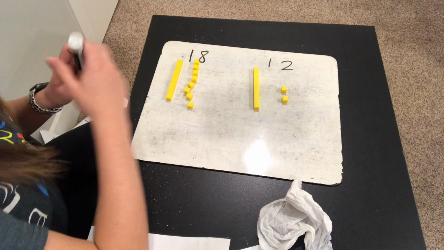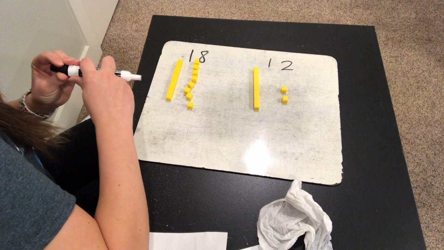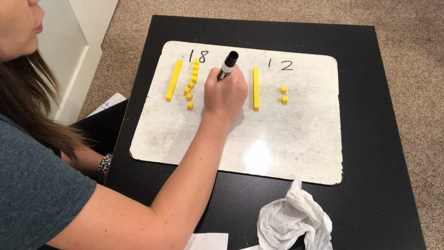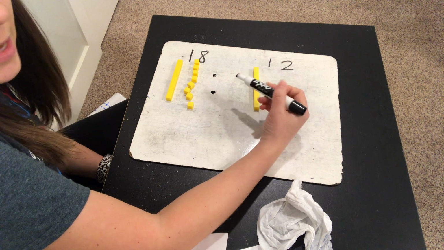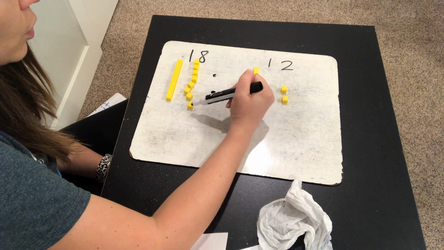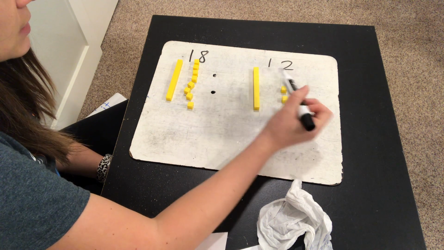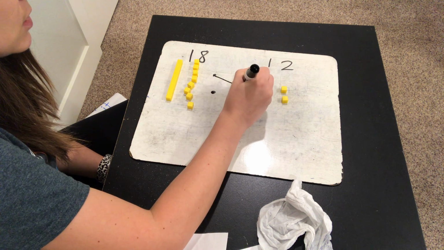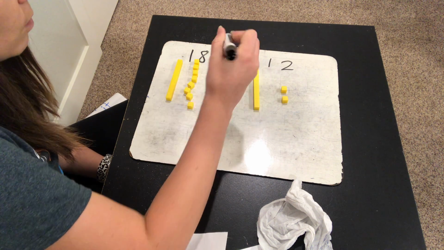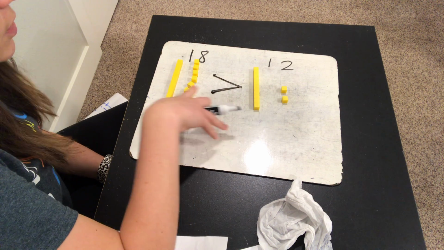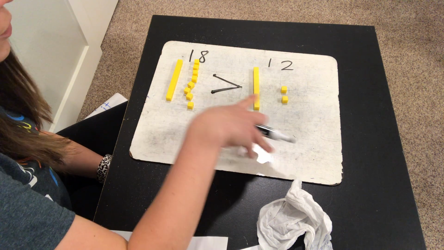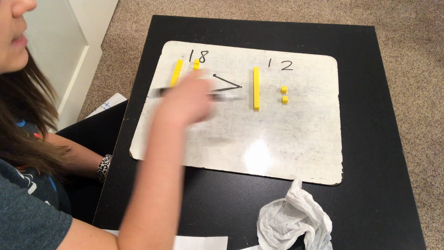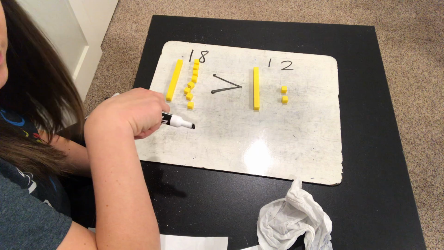So when we go to make our symbol, 18 gets its 2 dots because there are more ones here. It makes it the largest. 12 gets 1 dot because it's less. If we connect the dots, we have our correct symbol here. 18 is greater than 12. Is that right? Yes, 18 is greater than 12.